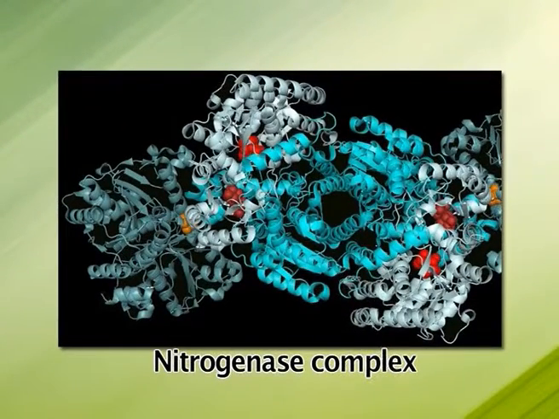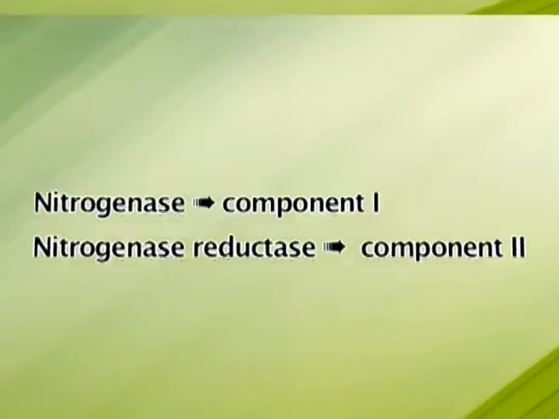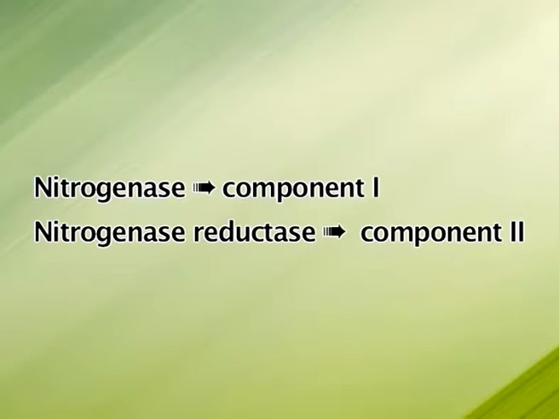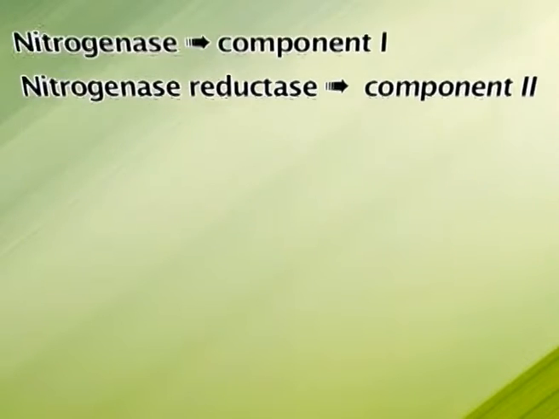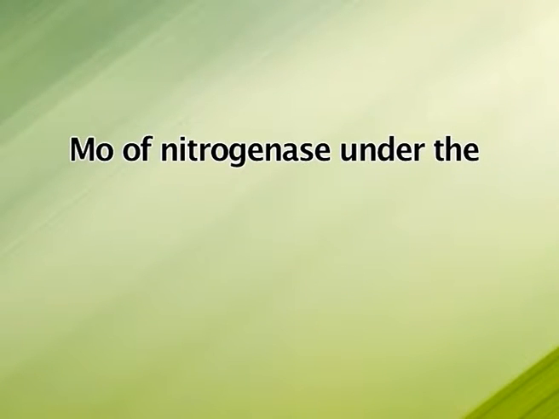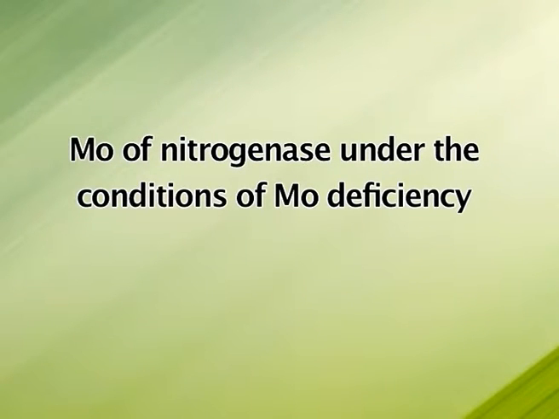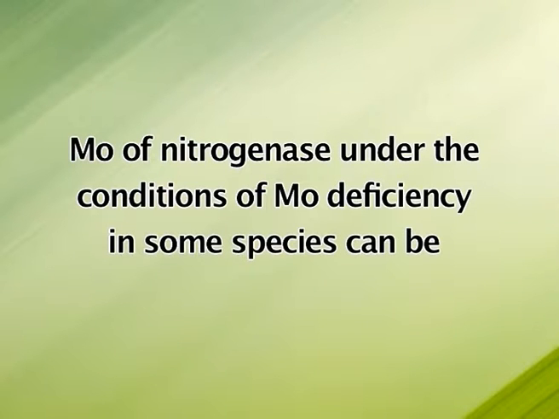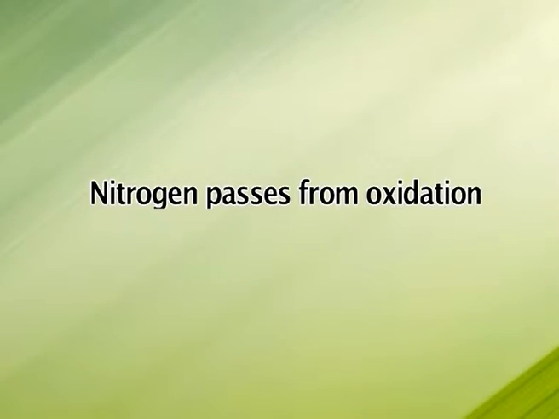Nitrogenase complex consists of two enzymes: nitrogenase, also known as component first, and nitrogenase reductase, also known as component second. The former is a tetramer and contains molybdenum, while the latter is a dimer. Molybdenum of nitrogenase, under conditions of molybdenum deficiency in some species, can be replaced by vanadium. Nitrogen fixation is a reductive process in which nitrogen passes from oxidation state 0 to -3.